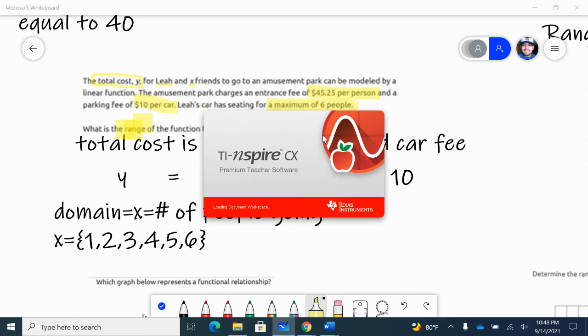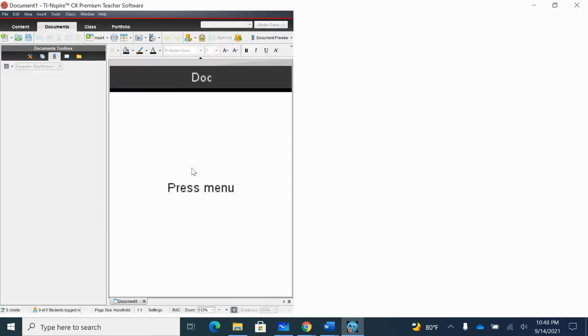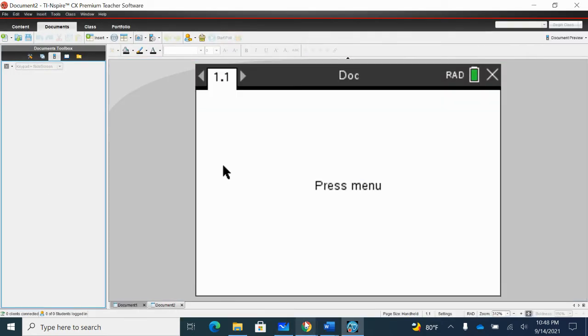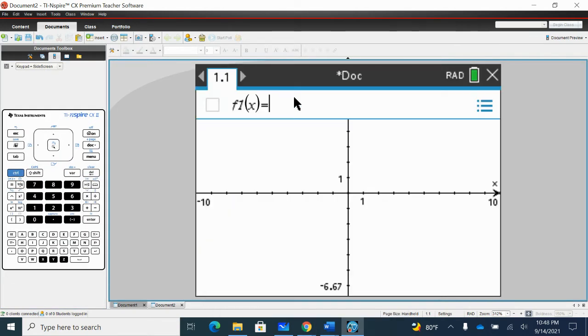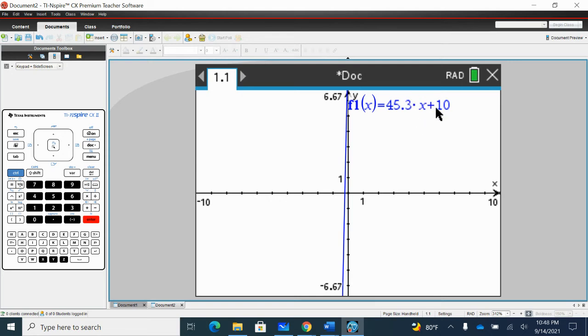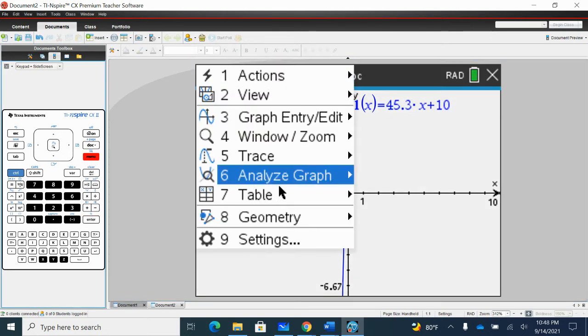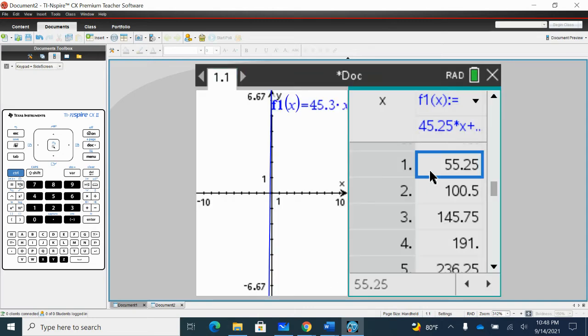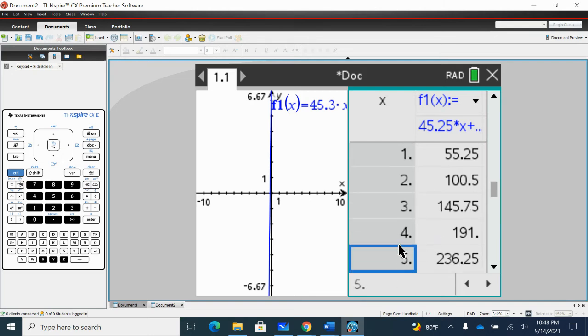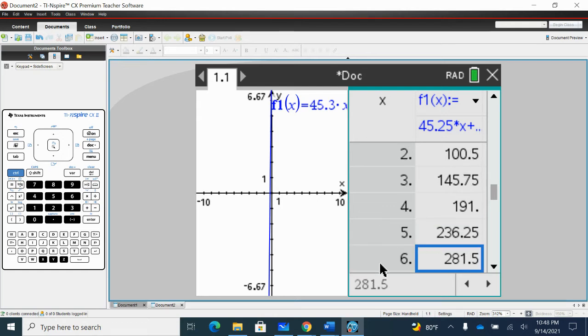So again, we have our equation, 45.25x plus 10. I'm going to go to my table because in my table, I can get what I need. All right, so I'm going to go to graph. Again, the equation is 45.25 per person x plus a $10 parking fee. I want to see the table because the table tells me what the range is. And here it is. If Leah goes, it's going to be 55.25. If 2 people go, 150. If 3 people go, 145.75. If 4 people go, it's 191. If 5, 236.25. And lastly, 6 is 281.50.